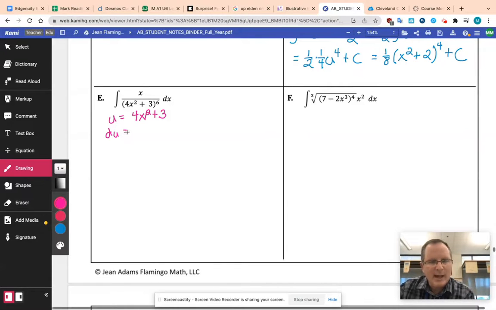All right, and then du dx would equal 8x, but then I'm going to multiply through by the dx because I need to get rid of that dx. So du equals 8x dx.